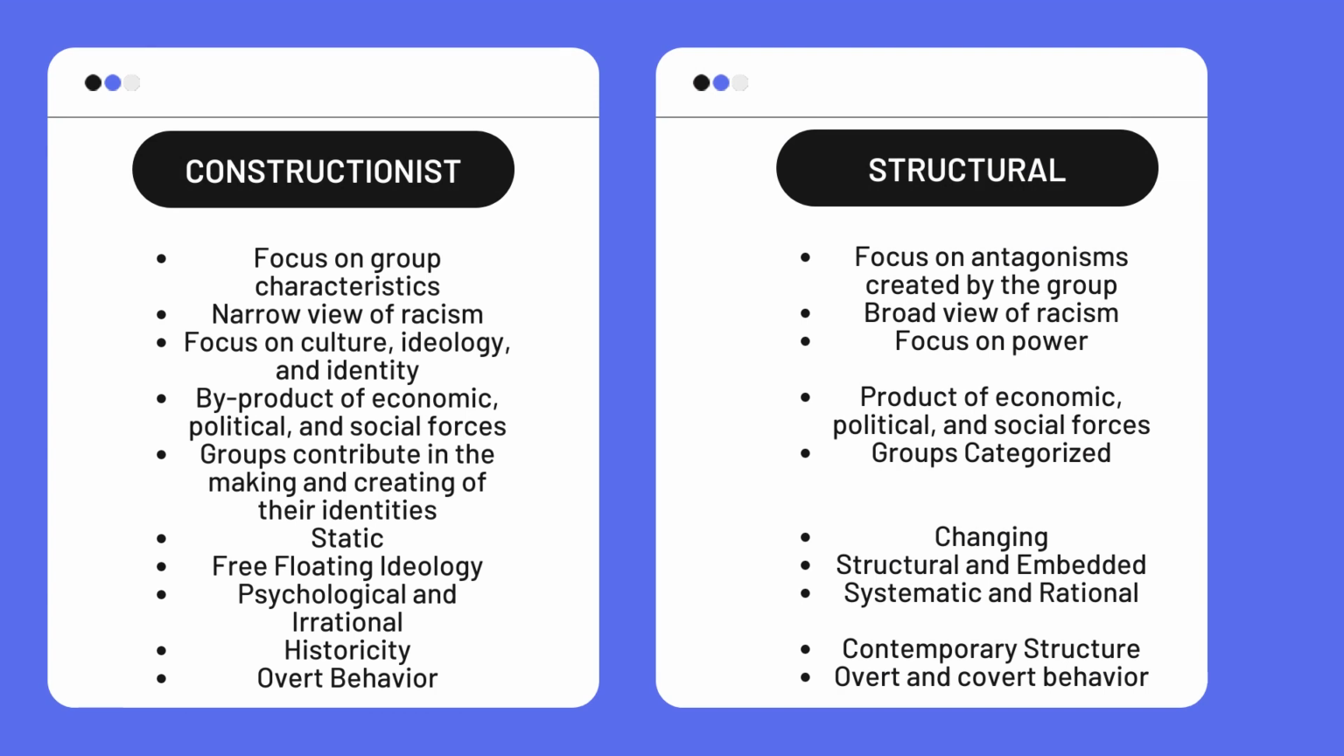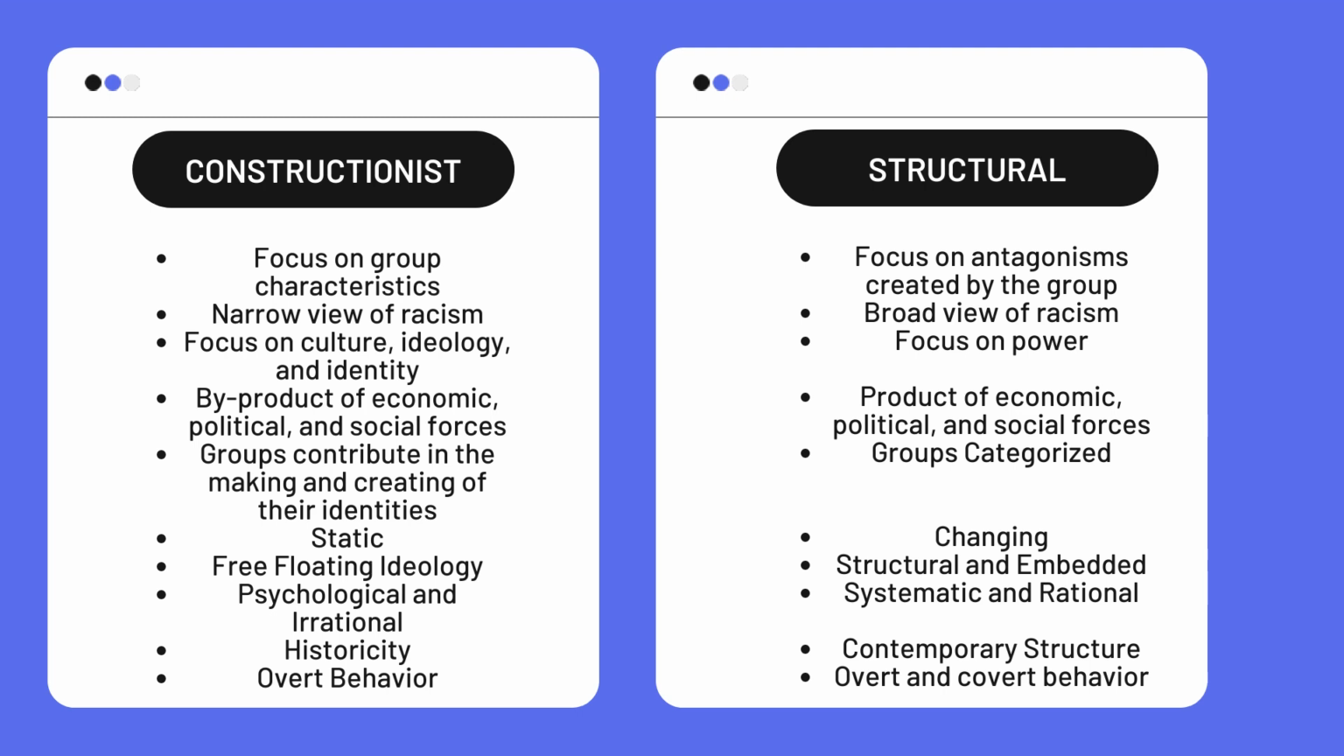This is the table for the constructionist and structural theories, and these are their differences and how they contradict each other's theories. First, the constructionist theory focuses on group characteristics. Meanwhile, the structural theory focuses on antagonism created by the group. The constructionist theories narrow the view of racism. As a result, the constructionist approach does not adequately address the problem of racism, which is deeply embedded within institutionalized practices within society. Meanwhile, the structural theory has a broad view of racism.